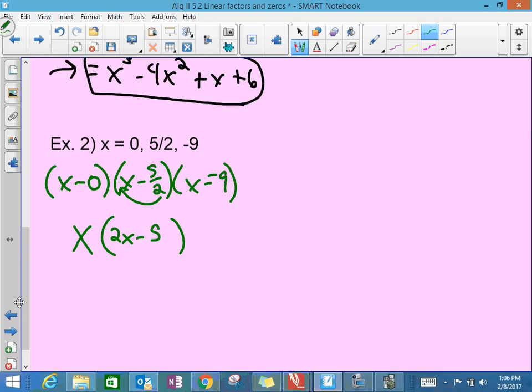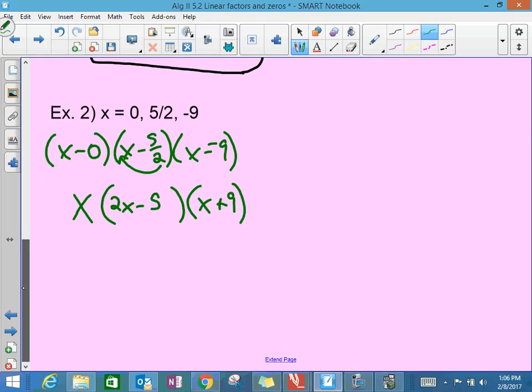And again, when you think about it, this is what your factor would look like when you were to solve it, and you would get 5 halves, right? X would come the other way. And then x minus -9, we've seen that already, becomes x plus 9. So now, how should we simplify it?